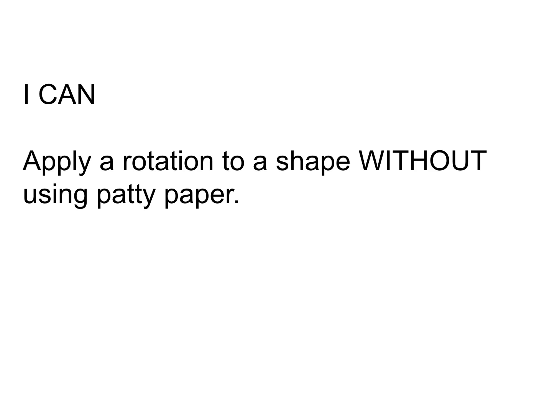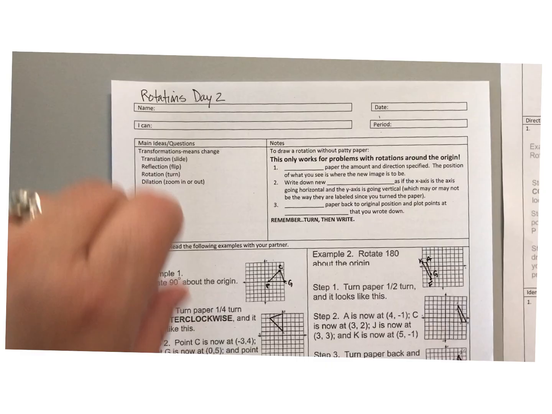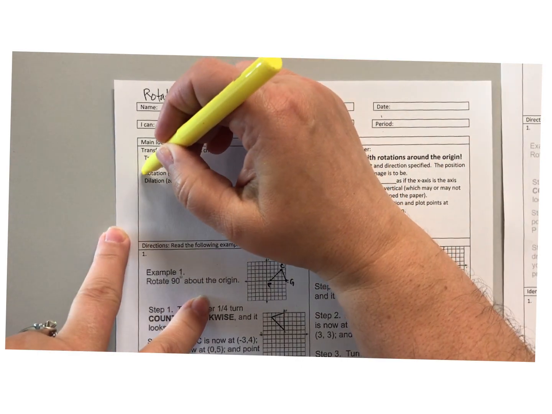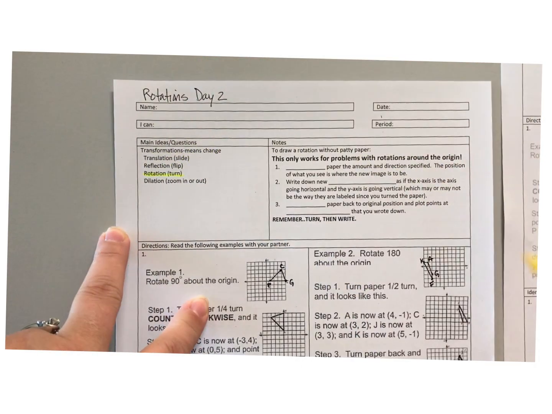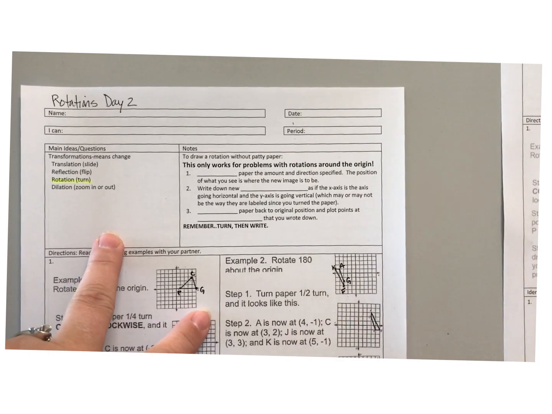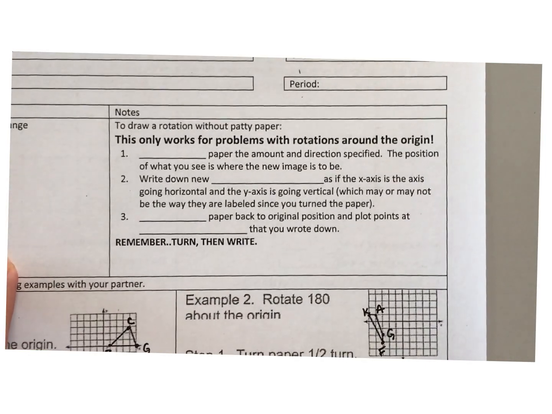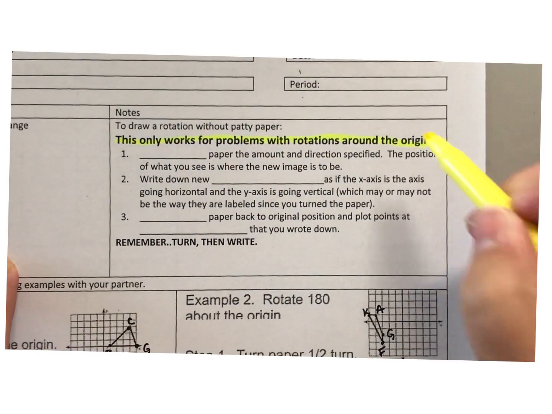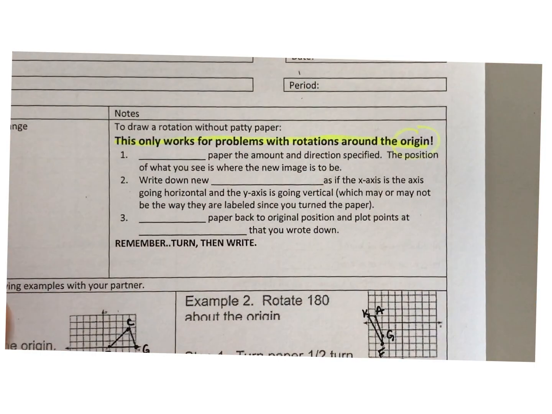Yesterday, the last time, was with patty paper or trace paper. Today is without trace paper, so we're going to show you how to do that. This is the page we want to use. Again, we're doing a rotation, which is considered a turn. Today we're doing it without patty paper. Remember, this only works for problems with rotations around the origin. If it has a different point, then it doesn't work. You have to do it a different way.